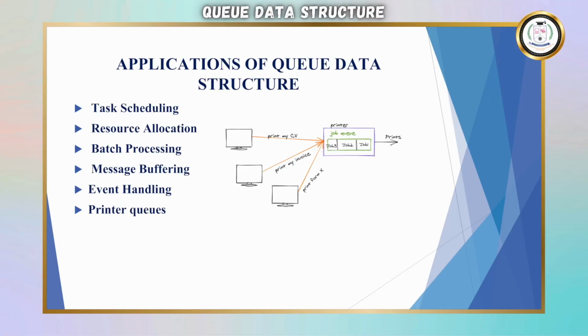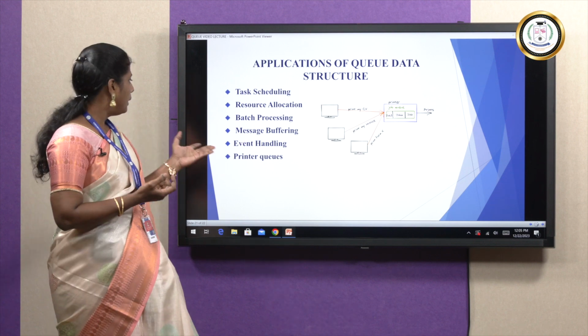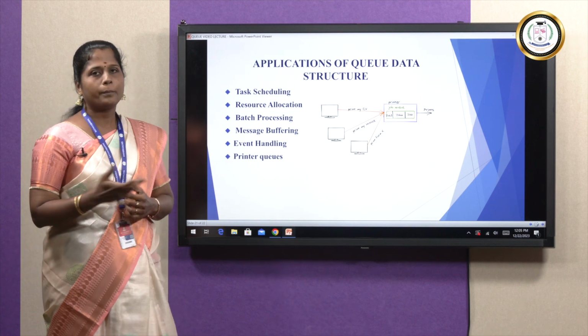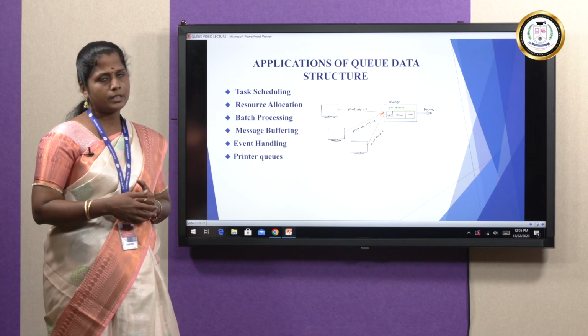Next we are going to see some of the applications of the queue data structure. Task scheduling, resource allocation, batch processing, printer queue, event handling, and message buffering are some of the queue data structure applications we see in our day-to-day life.